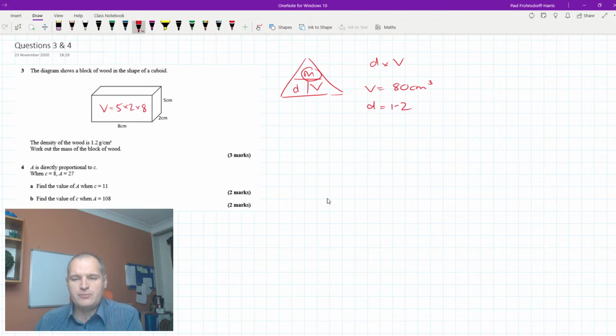And we're told to multiply them, so it's 80 times 1.2, so we're going to get an answer here of 96 grams. If you don't put units, you lose out. There are 3 marks here. I would say the calculation, the answer, and the units. Units are important. Please make sure you are aware of that.